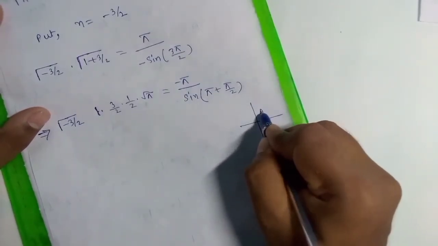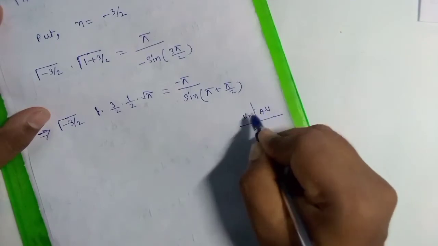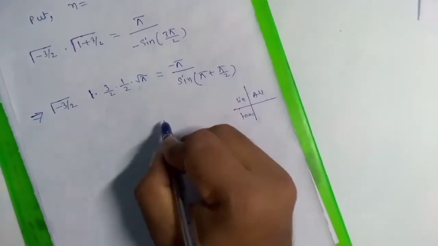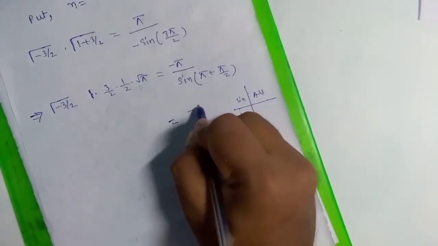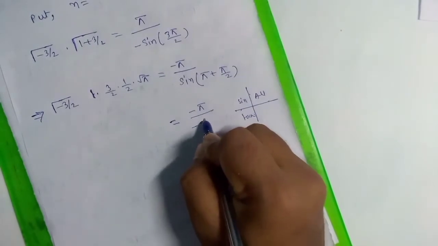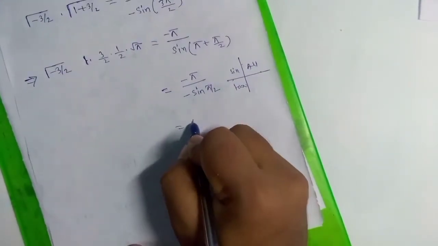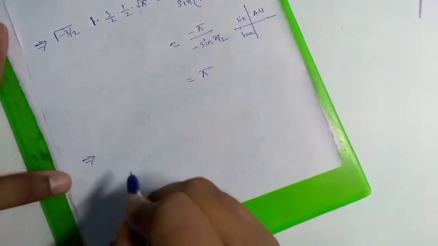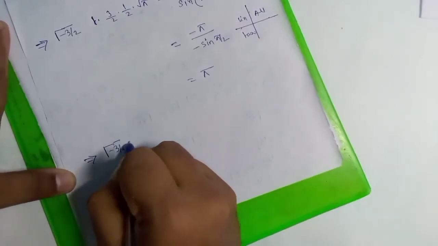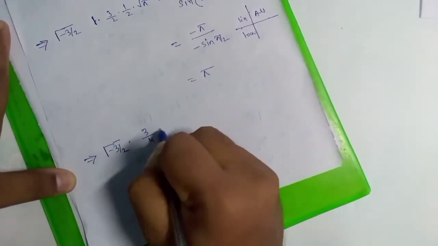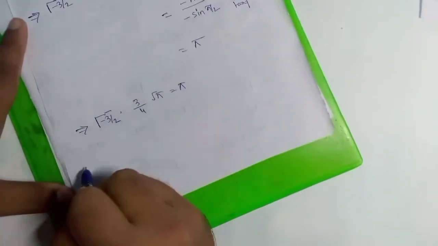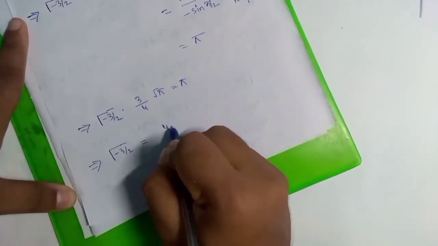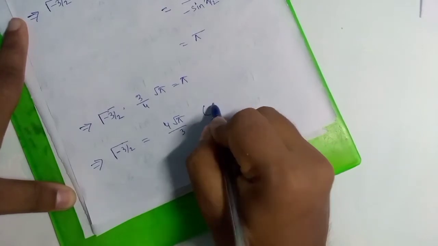Here, all sine. So all sine comes in the tenth quadrant, so this comes minus sign. So this is minus pi over minus of sin pi by 2. Actually sin pi by 2 is 1, so this will be pi. So here gamma of minus 3 by 2 into 3 by 4 root pi is equal to pi, and gamma of minus 3 by 2 is equal to 4 root pi by 3.